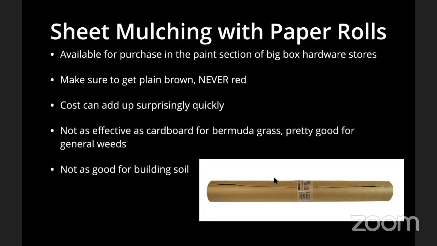I like to do at least two layers. Available in the paint section of the big box hardware store. The widest roll you'll get is 3 feet or a little under. So you're gonna wanna get that one because that'll be less overlap than the narrower roll. Make sure you get plain brown, never red.